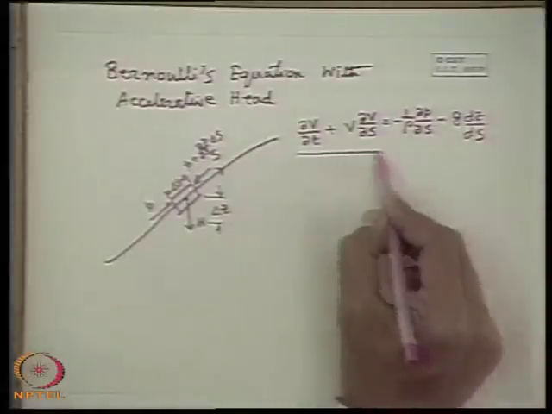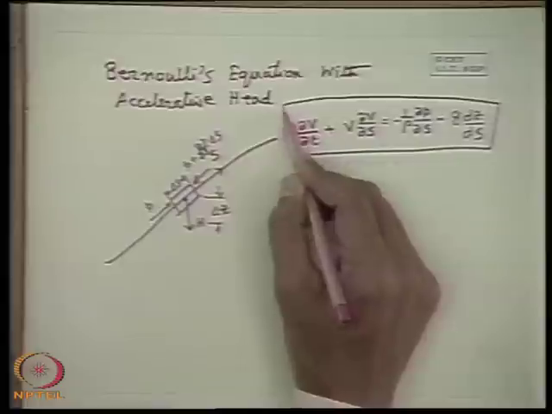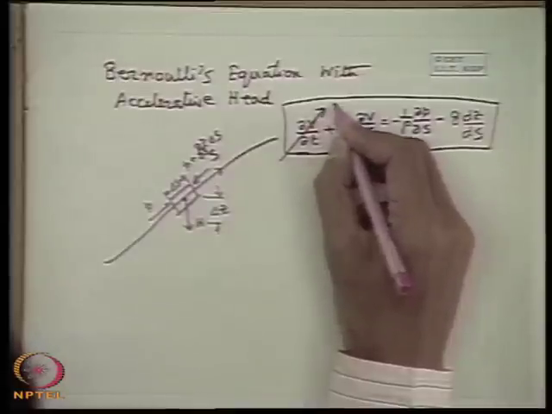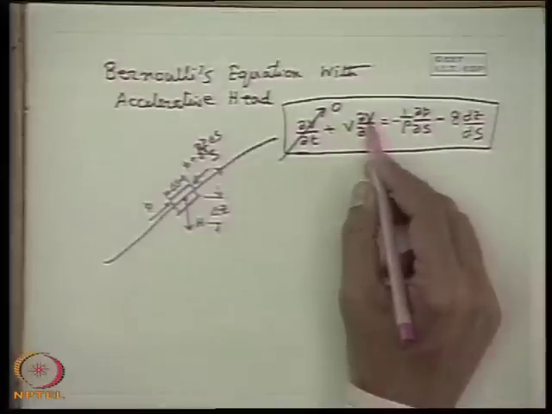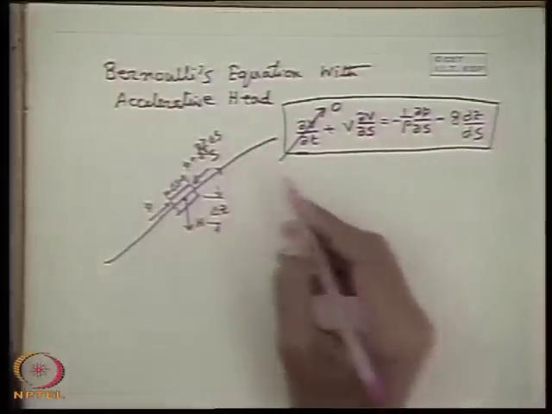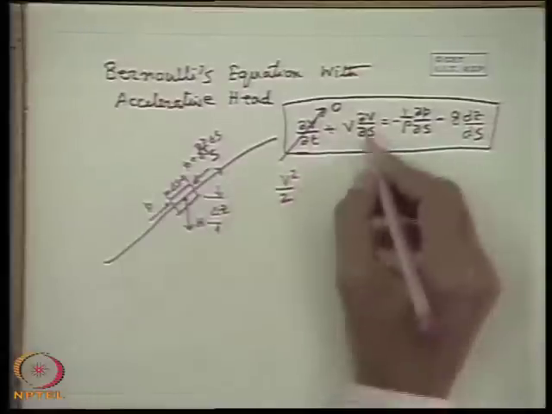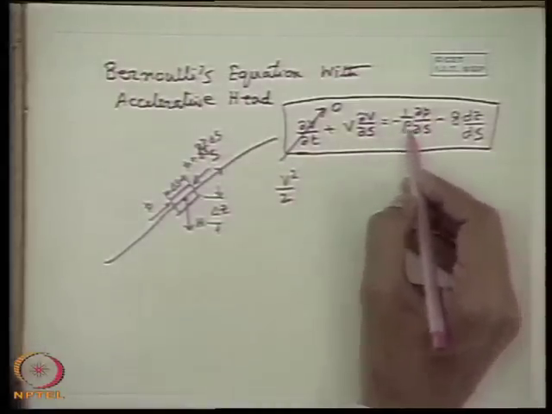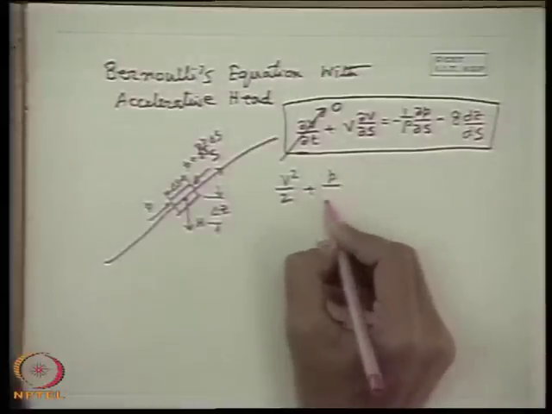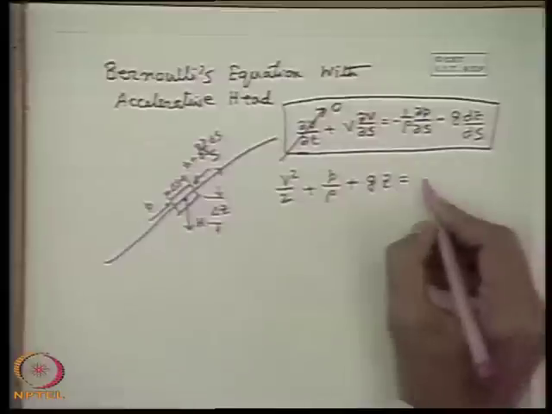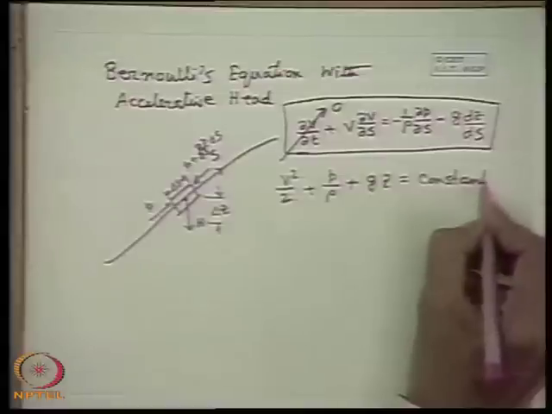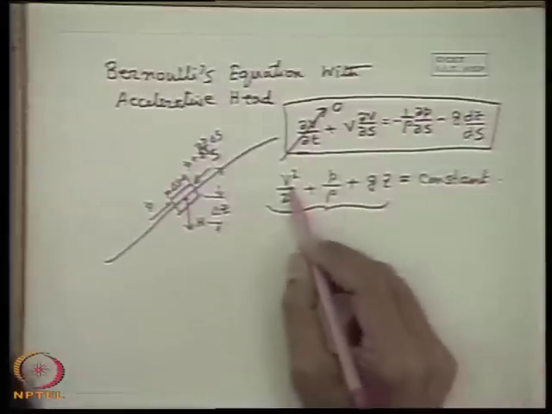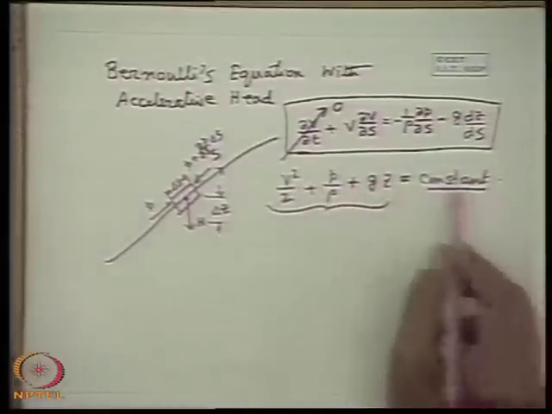So this was the equation of motion for an inviscid fluid along a streamline, or Euler's equation. If you recall, we have discussed it earlier. Now, if we consider the flow to be steady, then the temporal term becomes 0, and V is a function of s, so we write V dV/ds. Integrating along the streamline and considering the flow to be incompressible, we get V squared by 2 plus P by rho plus gz, which is constant along a streamline. This is the Bernoulli's equation, or equation of mechanical energy, for an inviscid incompressible fluid.